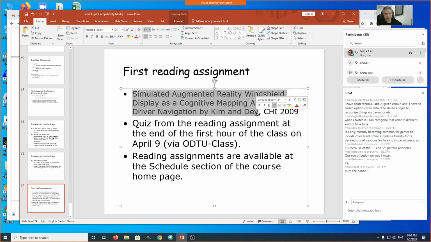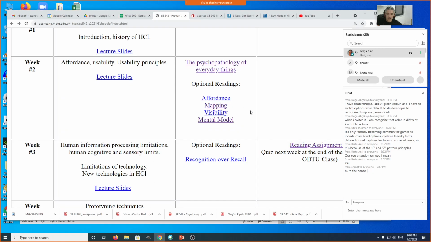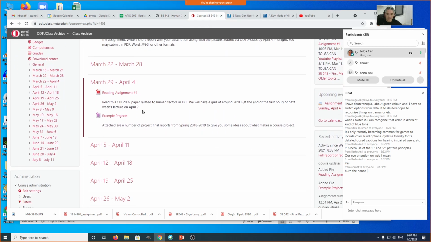And again, we are going to have a quiz next week on April 9th. We are going to have a quiz from this paper, two questions, both multiple choice, and it will probably take one minute for you to solve if you read the assignment. The assignment is both on the schedule section of the course web page and on AutoClass, under this week's materials, reading assignment 1.